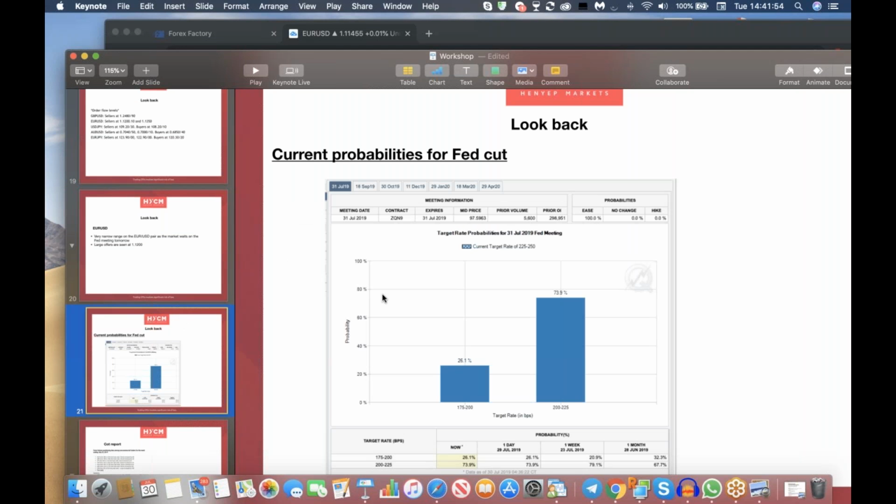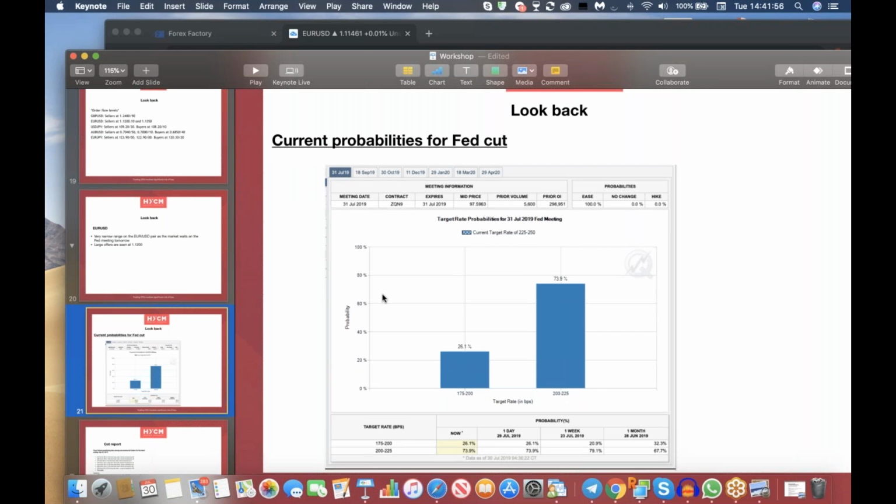Right. Current probabilities for the Federal Reserve rate decision tomorrow. Market is virtually 100% expecting a 25 basis point cut, and current probabilities are 26% for a 50 basis point rate cut. Now, if there's a 50 basis point rate cut, that'd be much more dovish than is expected, and we would see US dollar weakness. So we would see euro US dollar strength, pound US dollar strength, Australian US dollar strength.